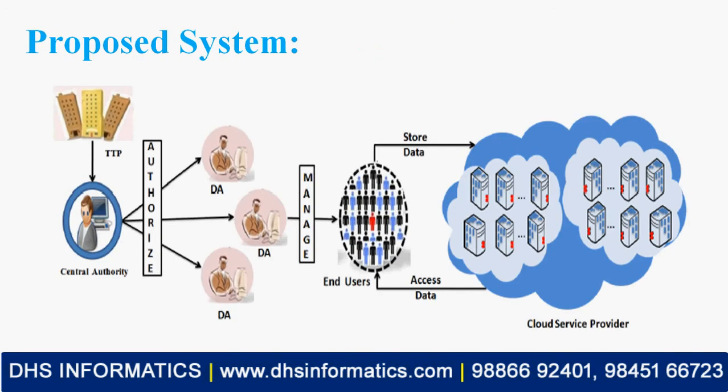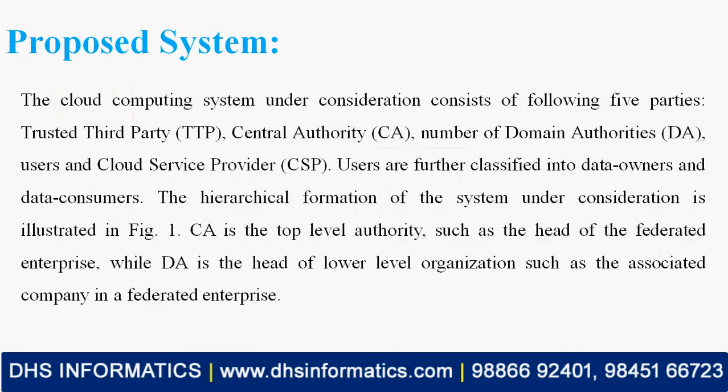Proposed system. The cloud computing system under consideration consists of the following 5 parties: trusted third party, central authority, domain authority, users, and cloud service providers. Users are further classified into data owners and data consumers. The information of the system under consideration is illustrated in Figure 1.